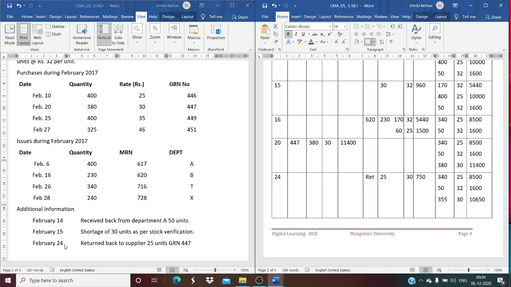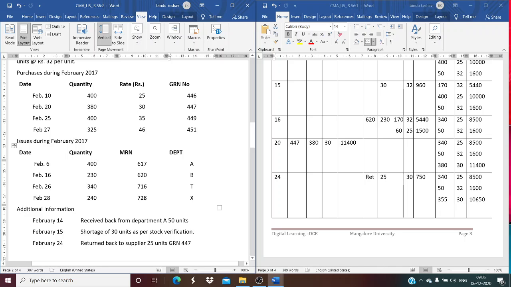And the next date is February 24. Returned back to supplier 25 units. Goods received note number 447. So 447 goods received note, we can see it is on February 20th. On February 20th, we have purchased 380 units at rupees 30. So 25 units of this lot will be returned to the supplier. So issues column 25 units at rupees 30, rupees 750. So it is taken from the latest purchase of 380 units.